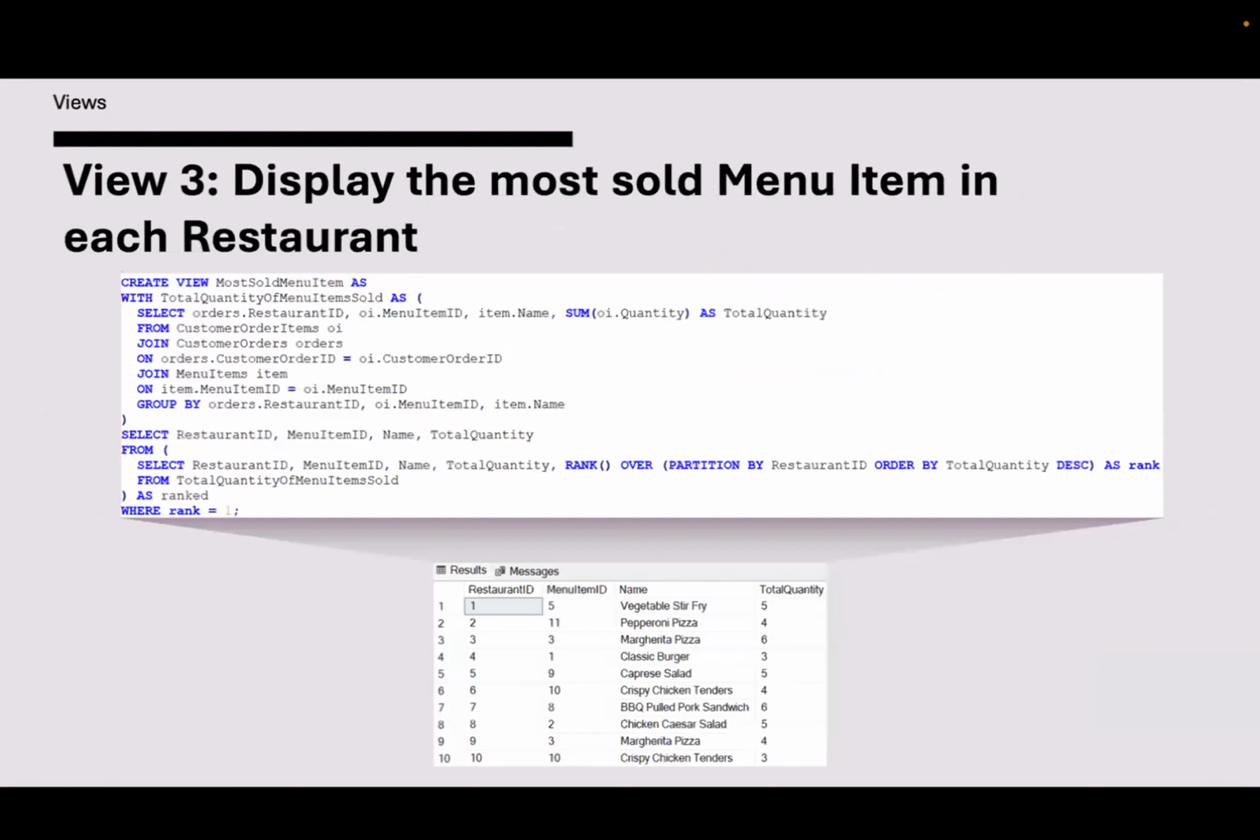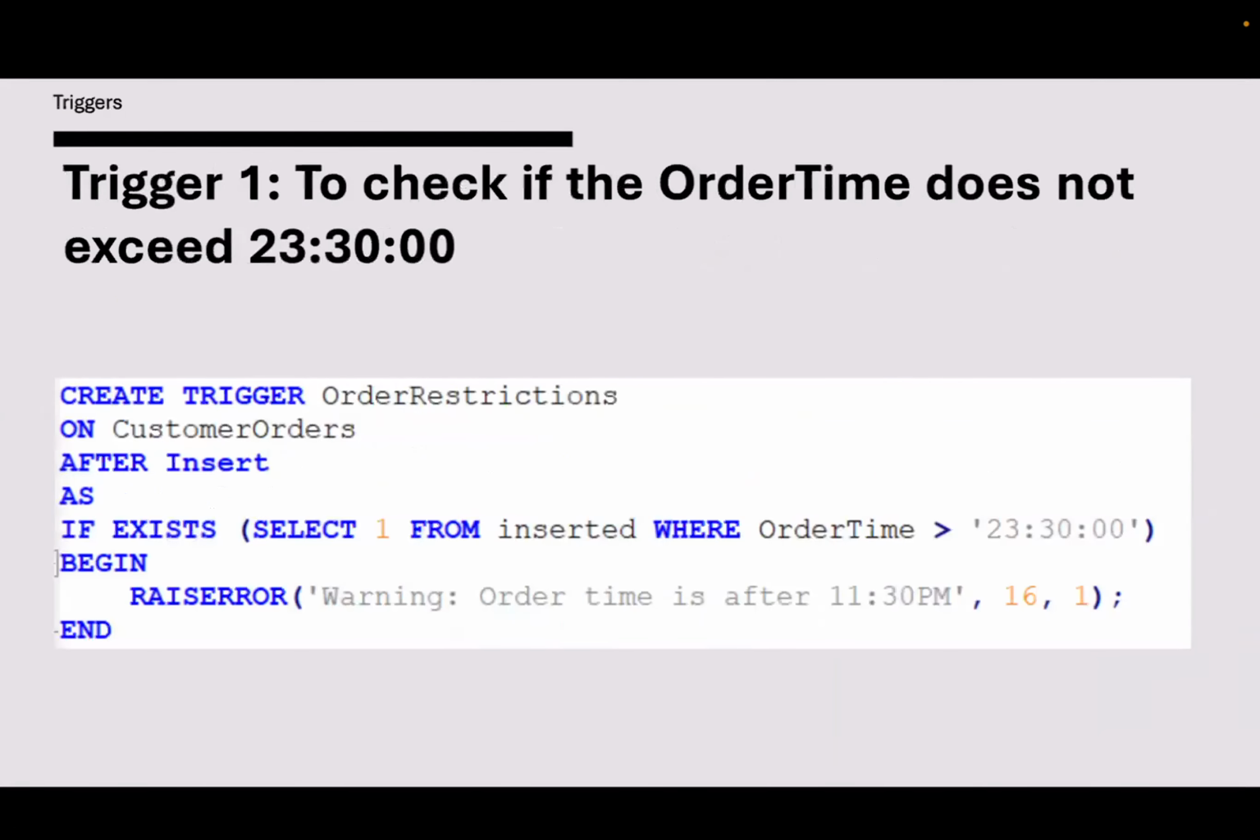Moving on, Manoj will take ahead with triggers. So a trigger is a special type of stored procedure that automatically executes in response to certain database events such as insertion, update, or deletion of a row in the table. So we have 4 triggers in our application. The first trigger is an example of a data validation trigger, which is defined on the customer orders table. This trigger is designed to prevent orders from being placed after 11:30 p.m. and it alerts the user with an error message if this restriction is violated.